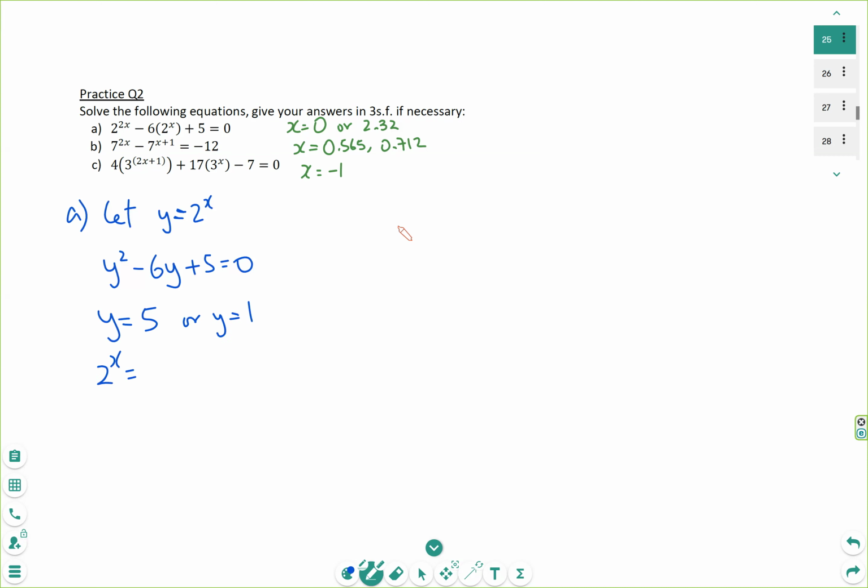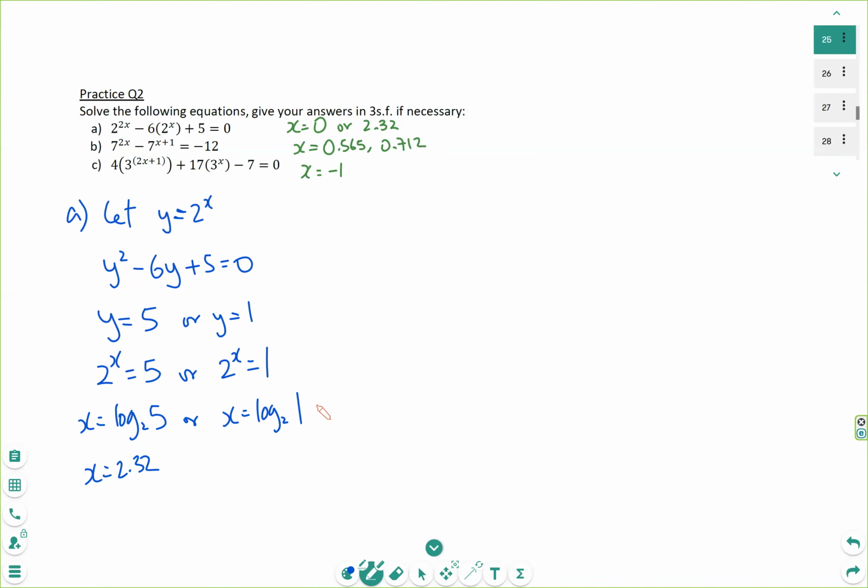We substitute 2 to the power of x for y. Then x equals log base 2 of 5 or x equals log base 2 of 1. So log 5, put it in the calculator, you get 2.32. Now if the question says exact value, we can leave it like this, log base 2 of 5. But because the question wants 3 significant figures, we write 2.32.